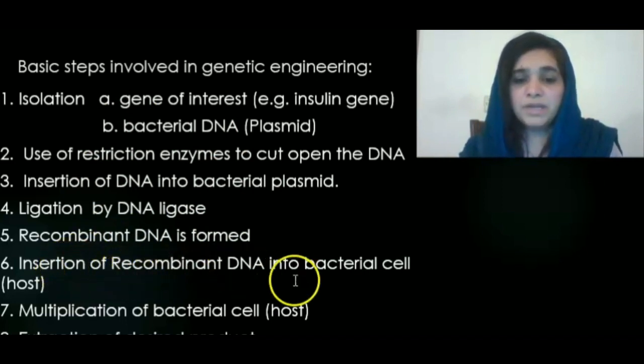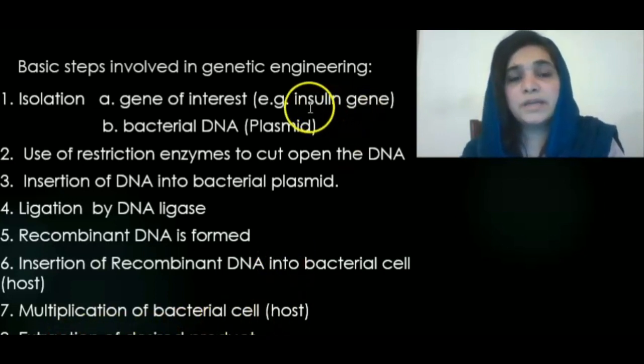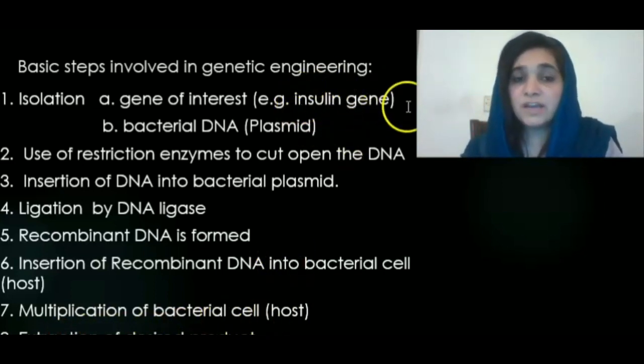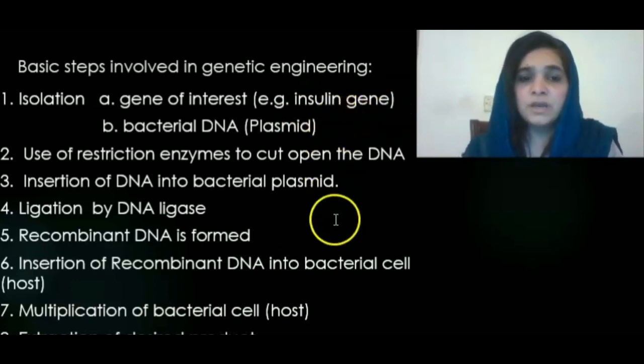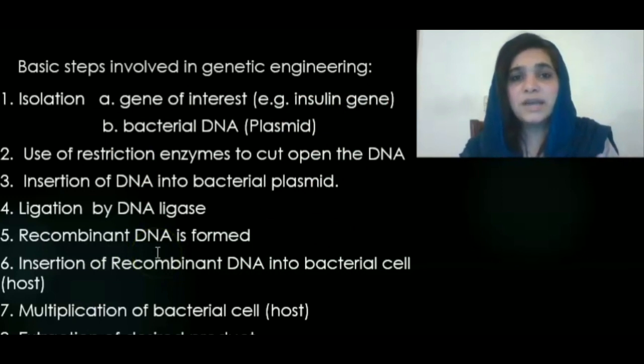Insertion of recombinant DNA into the bacterial cell, which serves here as a host cell, allows the multiplication of the host cell very rapidly, and as a result of the whole process, extraction of the desired product. For example, we get insulin, because initially I mentioned the example of insulin. So you have to remember all of these steps in order to understand how genetic engineering takes place.